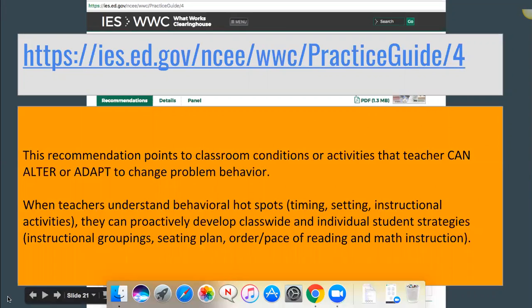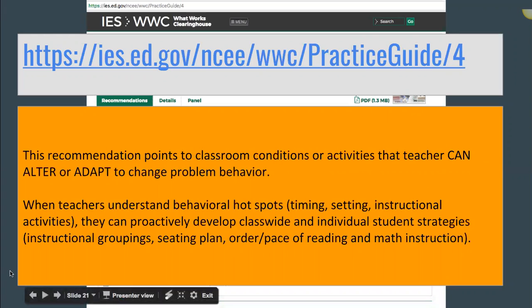This recommendation points to classroom conditions or activities that teachers can alter or adapt to change problem behavior. When teachers understand behavioral hotspots like the timing, setting, instructional activities, they can proactively develop class-wide and individual student strategies, such as instructional groupings, seating plans, order and pace of reading and math instruction.